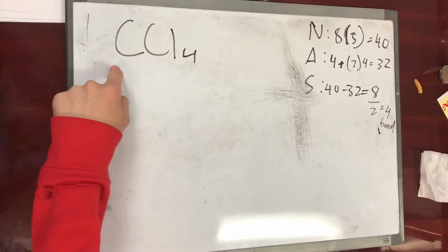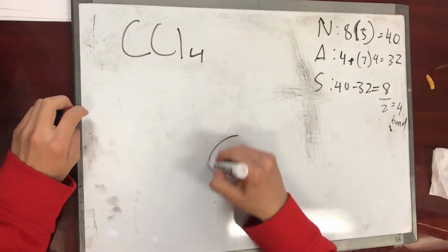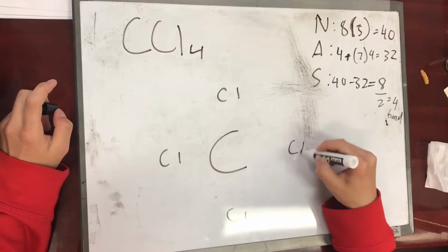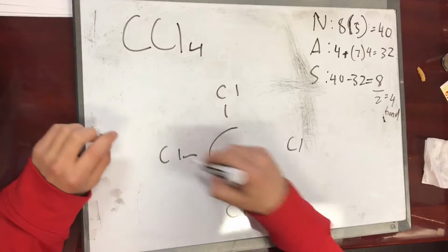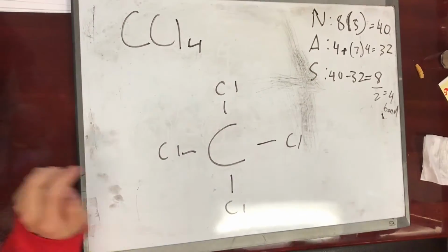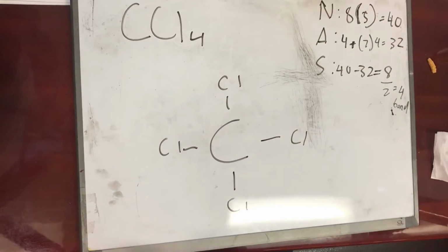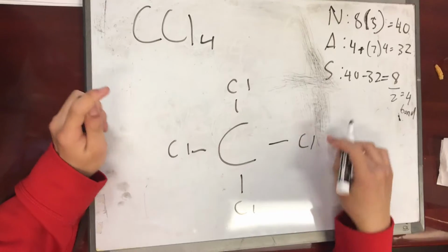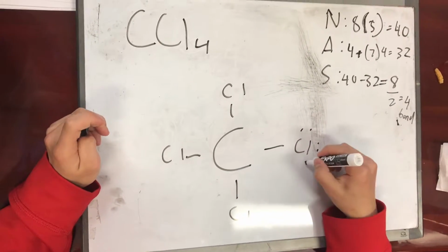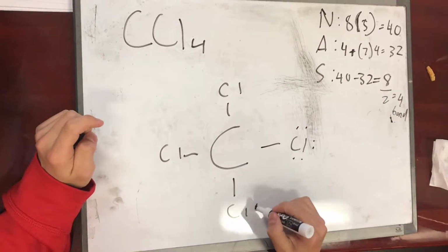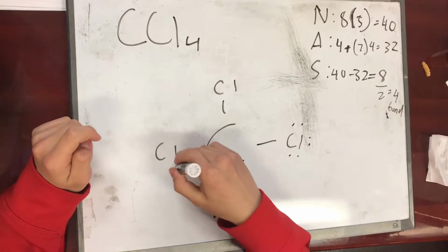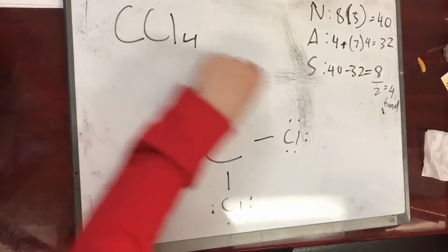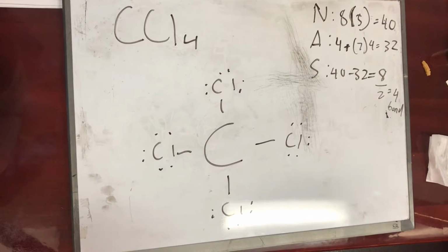Since carbon is at the beginning, you put carbon in the middle and chlorine around it. With 4 bonds, you can put 1 bond to each chlorine. Here you can see carbon has 8 valence electrons, making it happy and stable. Then you can fill in the rest for another 32 electrons. By doing this, you are making the chlorines happy with 8 valence electrons for all of them.